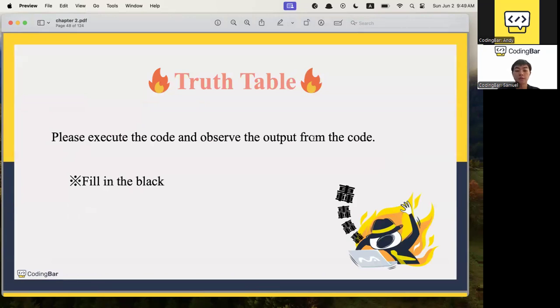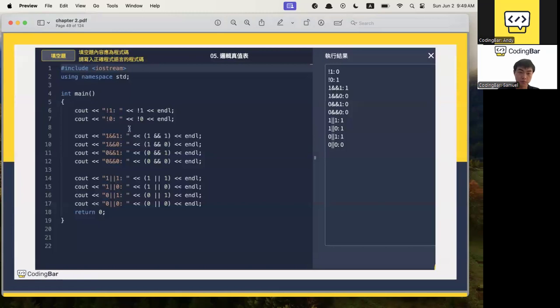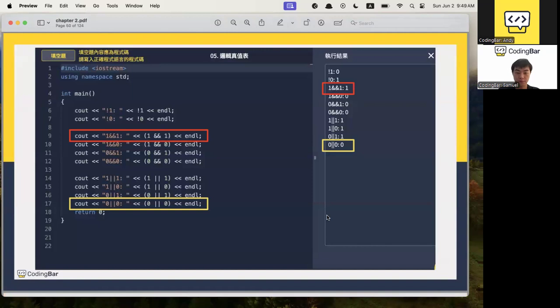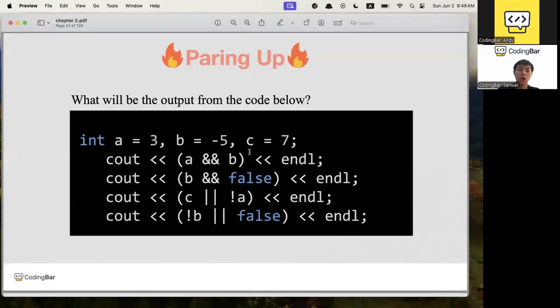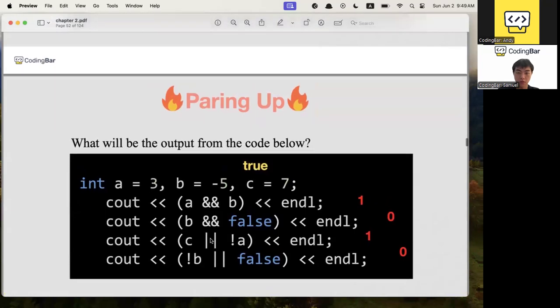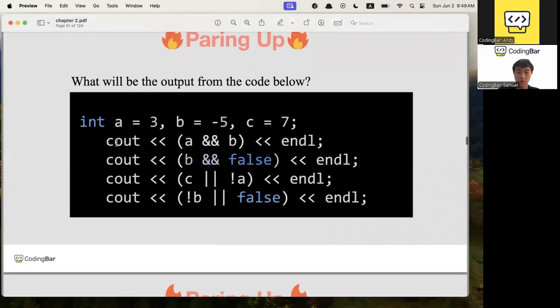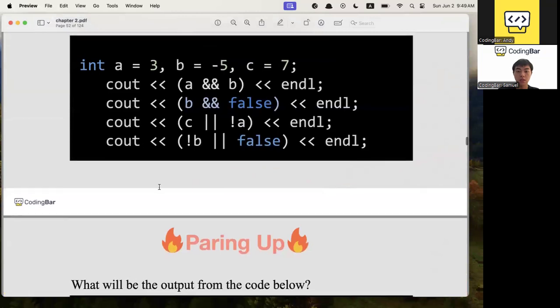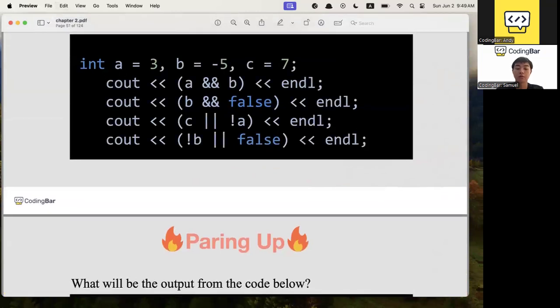Let's execute the code and observe the output. Later, when we are looking at the assignment or homework session, we'll take a look at this. What will be the output from the code below? A and B. B and false. C or not A, not B or false. You can try to run it, let's try running it in the playground.